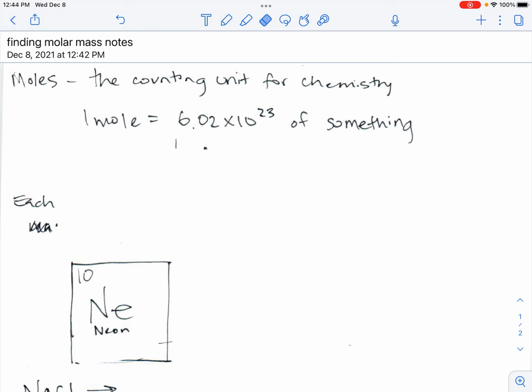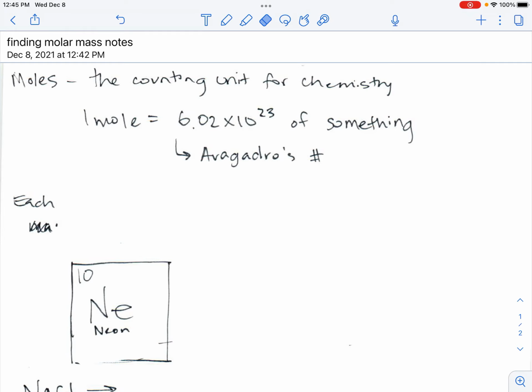So 6.02 and then 21 zeros after that, to get to 1 mole. It's a very, very large number, larger than anything you could comprehend, larger than the fastest supercomputer could count in a million years. It's sometimes called Avogadro's number. That's the person who's responsible for determining what the number is.